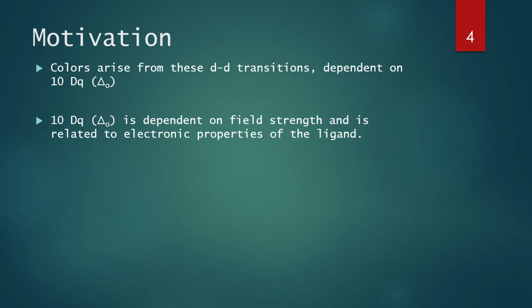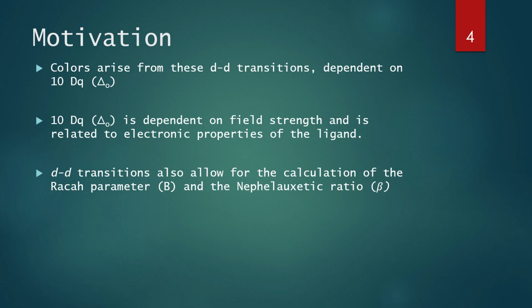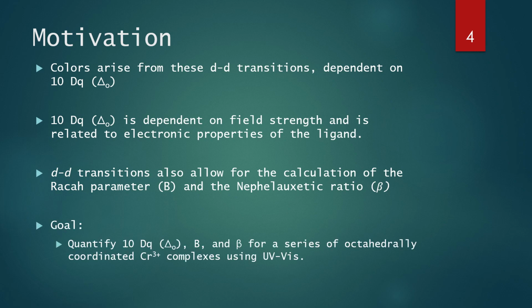10dq is then dependent on the strength of the metal-ligand interaction as well as the electronic properties of the individual ligand. d-to-d transitions also allow for the calculation of the previously defined Racah parameter B, as well as the nephelauxetic ratio beta. Beta describes the cloud expanding of the metal d electron clouds upon interaction with a ligand. Now, lower values indicate greater delocalization, leading to greater covalency in the metal-ligand bond. So, our goal: quantify 10dq, Racah parameter B, and nephelauxetic parameter beta for a series of octahedrally coordinated chromium-3 complexes using UV-Vis.